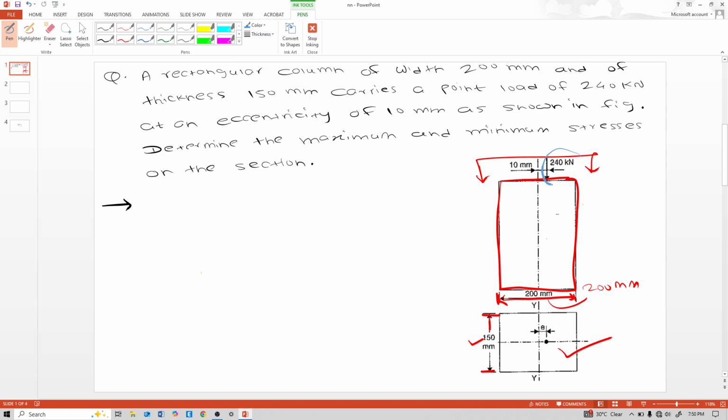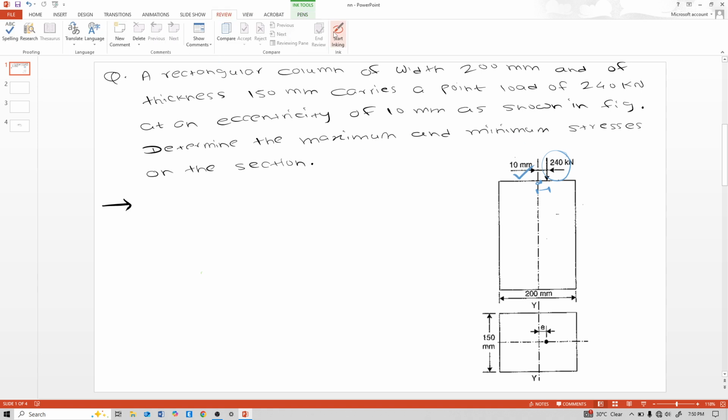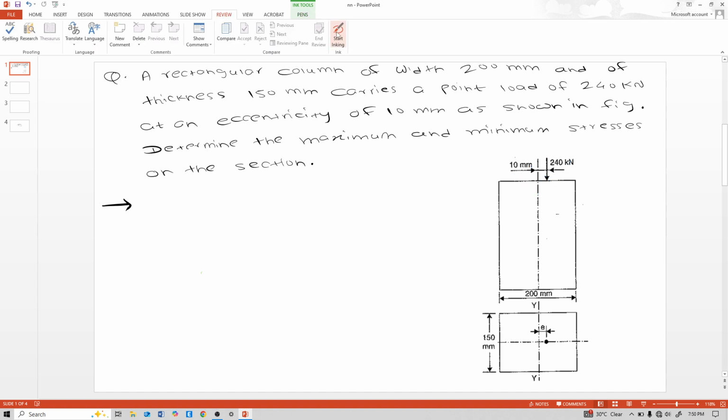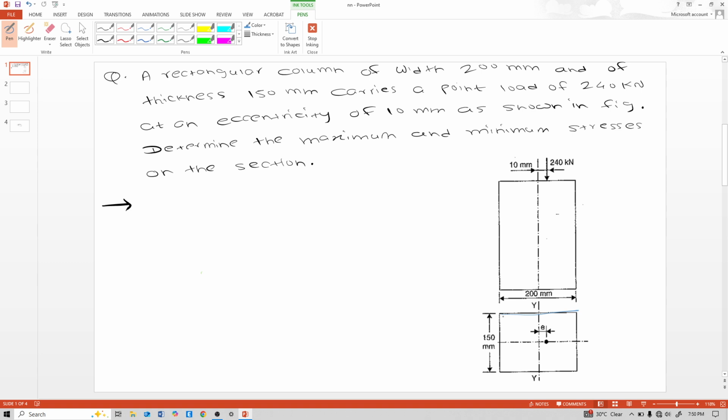Here, this is the point load acting on this column. This point load acts eccentrically. So focus, this is the eccentric point load, and the eccentricity from the centroid is this 10 mm. Those are all the given quantities. The shape of the column section is rectangular because one side is 150 mm and the other side is not equal to 150. It is greater than 150. It is 200 mm. That's why it is a rectangle.